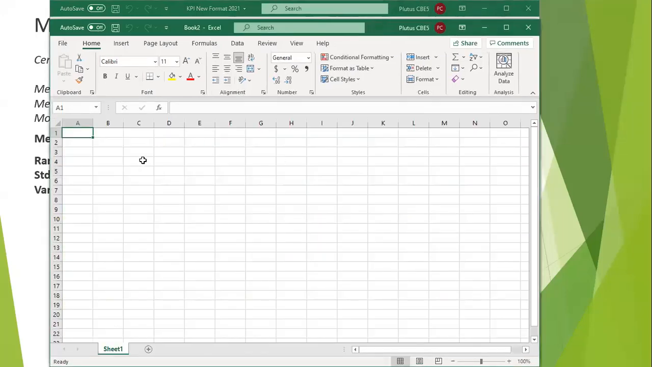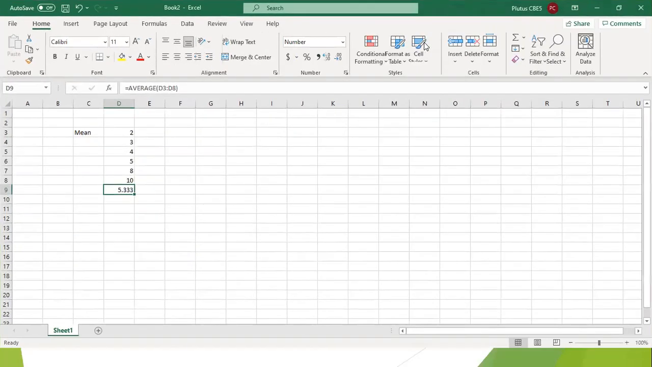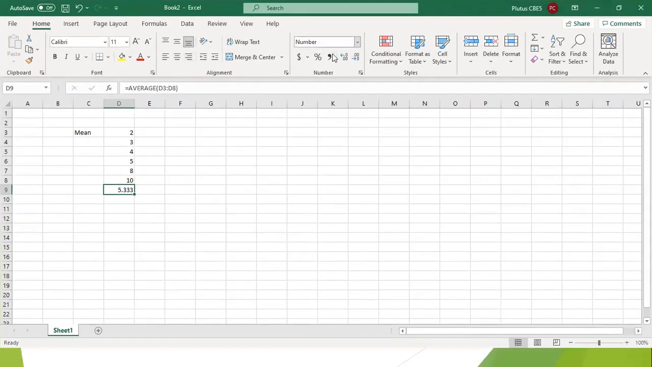We will go with the mean and median first. What is the mean? You understand, right? For example, I am taking data: 3, 4, 5, 7, 10. Your average is the mean. You put the average formula, and now you are going to get your mean. Mean is 5.3. This is the way we calculate the mean.